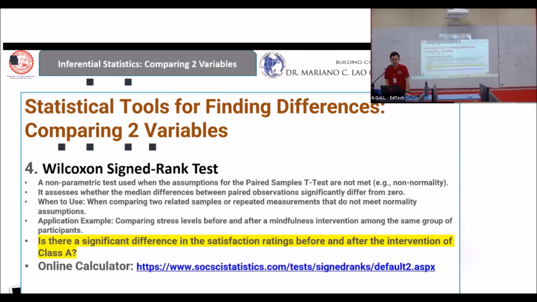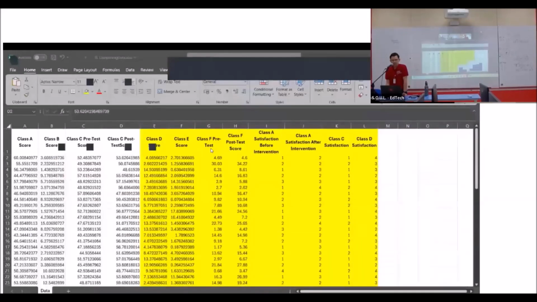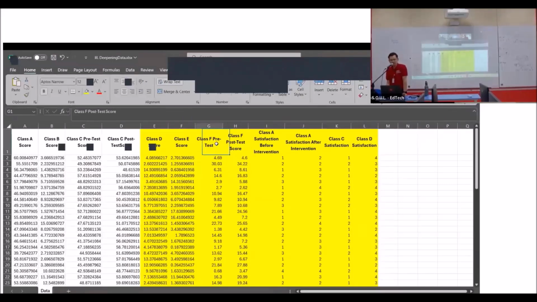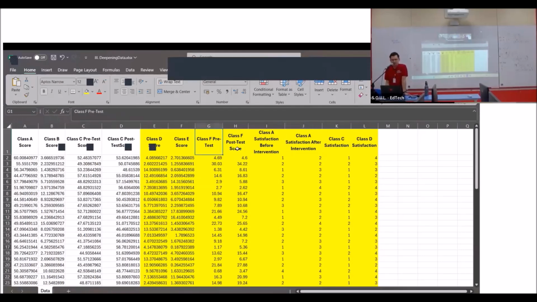For this, I want you to use the Stockholm statistics. It's easier to understand compared to Kingston. Let's try the pre-test and post-test of class F. Or let's try the satisfaction: the satisfaction of class A before the intervention, and the satisfaction of class A after the intervention. Or class F, or this one also. Let's try to do this here.